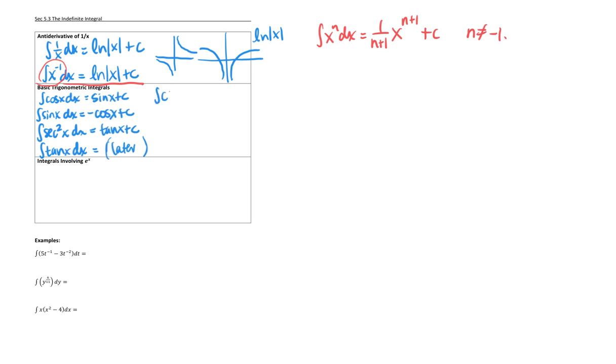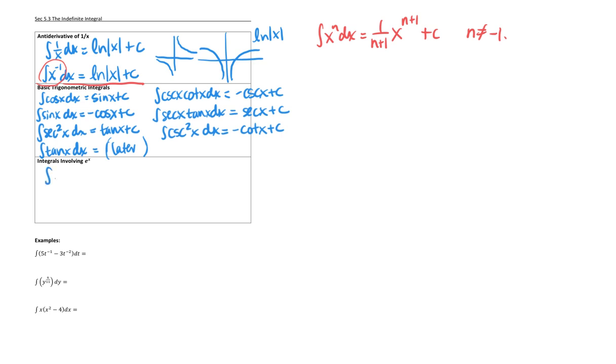So the integral of cosecant x cotangent x dx should be equal to negative cosecant x plus c. The integral of secant x tangent x dx will be equal to secant x plus c. And the integral of cosecant squared x dx is equal to negative cotangent x plus c. And again, what I'm doing here is just using my derivative table, but thinking about it backwards, like an antiderivative. Okay, what about integrals involving e to the x?